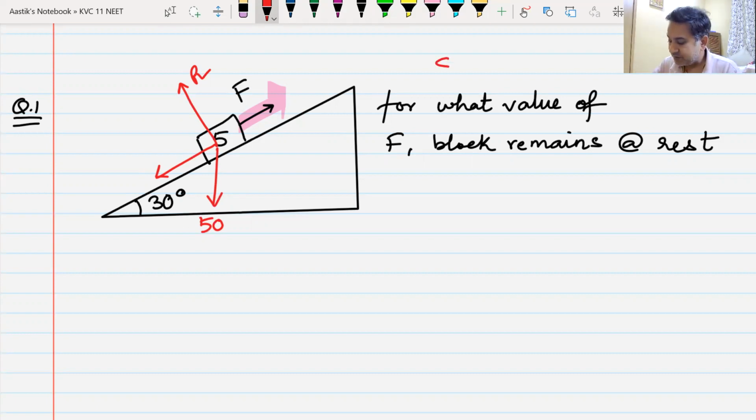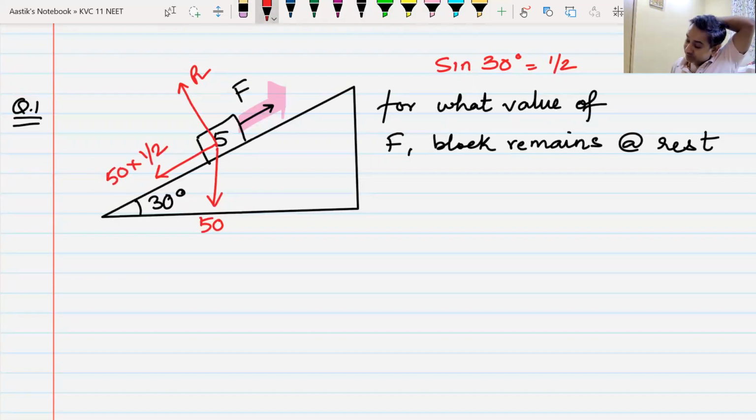You must remember the value of sine 30; no one is going to tell you this. Sine 30 is 1/2. So this is mg into sine 30. mg is 50, not 30. So 50 multiplied by half actually becomes 25 newtons. Yes or no?